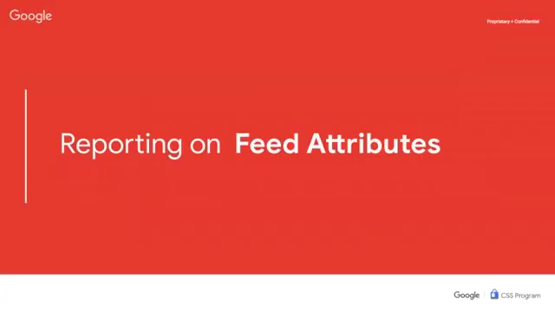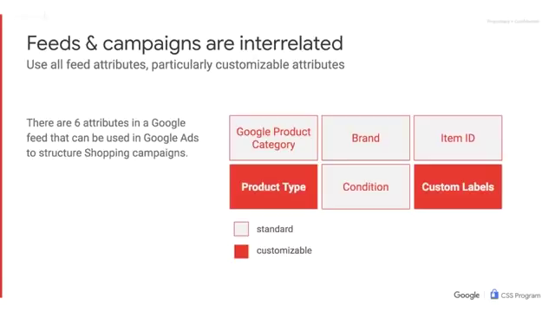Now, let's see how feed attributes also play into Google Ads. As we've mentioned before, there are six attributes in a Google feed that can be used to structure shopping campaigns or break out product groups. The attributes here in gray use standard and static values, while product type and custom label are customizable to your own preference. All of these can be used to break out campaigns and products in different ways.